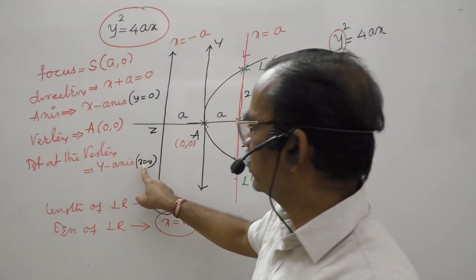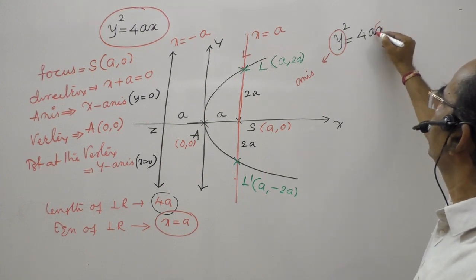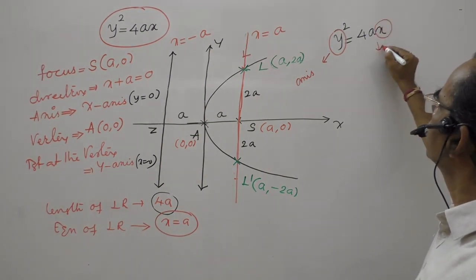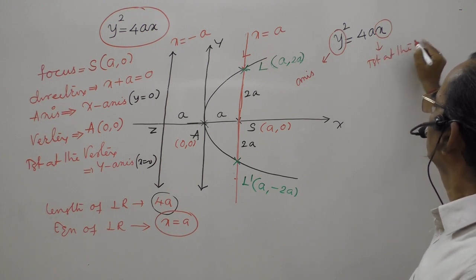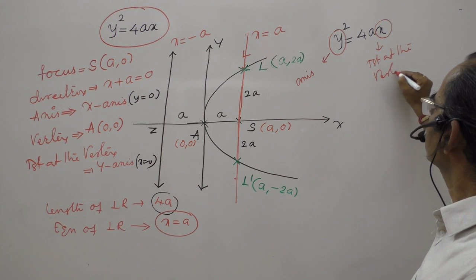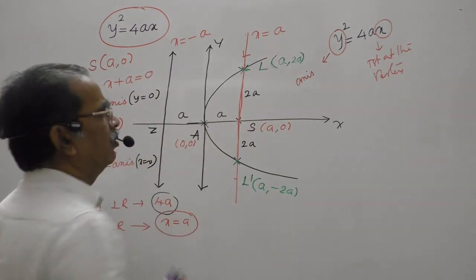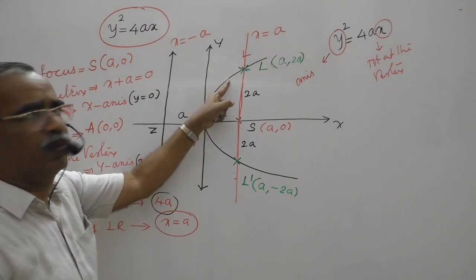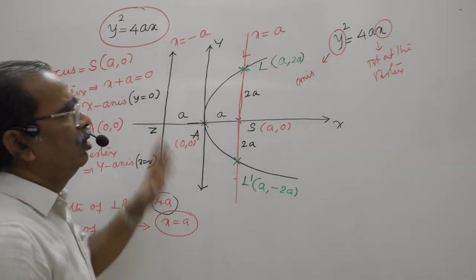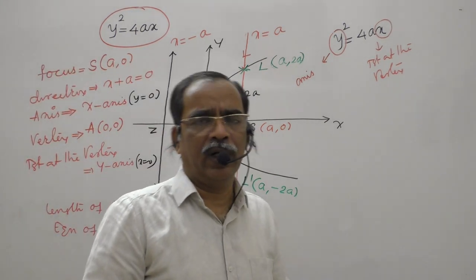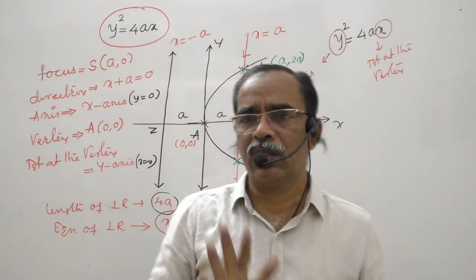The tangent at the vertex is the y-axis, x equal to 0. This first degree term will give us the tangent at the vertex. What is the vertex? The vertex is the point where the parabola crosses the axis. This is the vertex. Okay, these are the explanations of all the terms related to the parabola y square equal to 4ax.